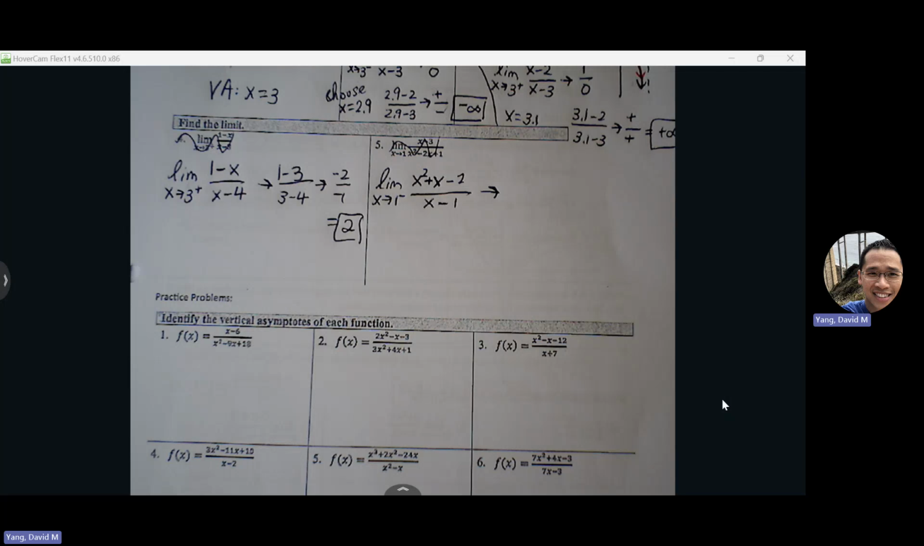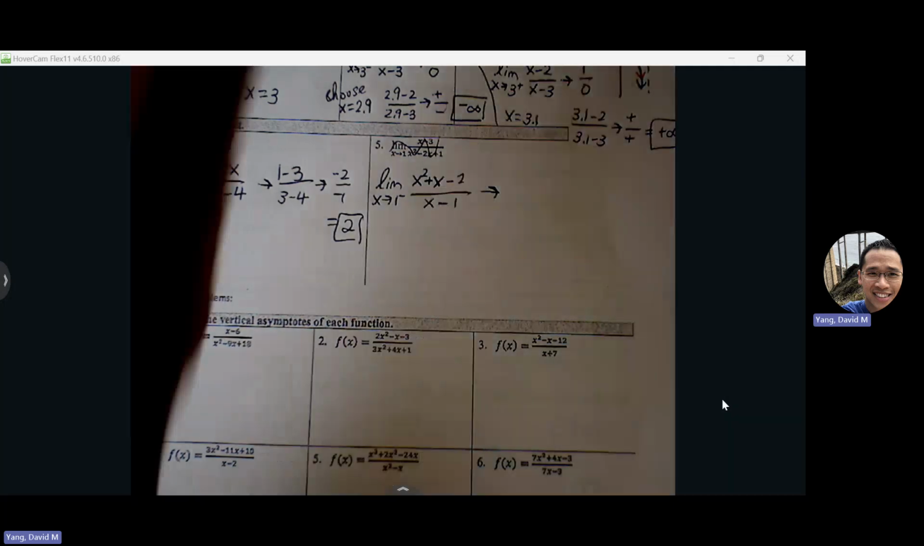Yep, what do we plug in? Just 1, right? Don't get thrown off by the one-sided limit. Don't think, oh, I'm going to do 0.9. There's nothing yet that tells us to do that. Okay, so plug 1 in. What do we get?